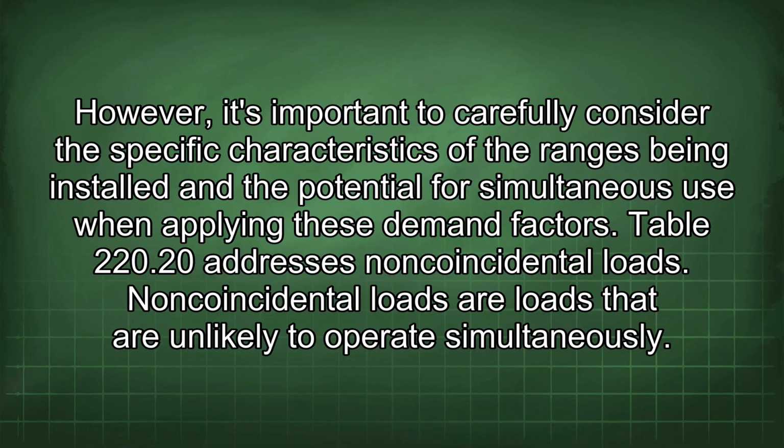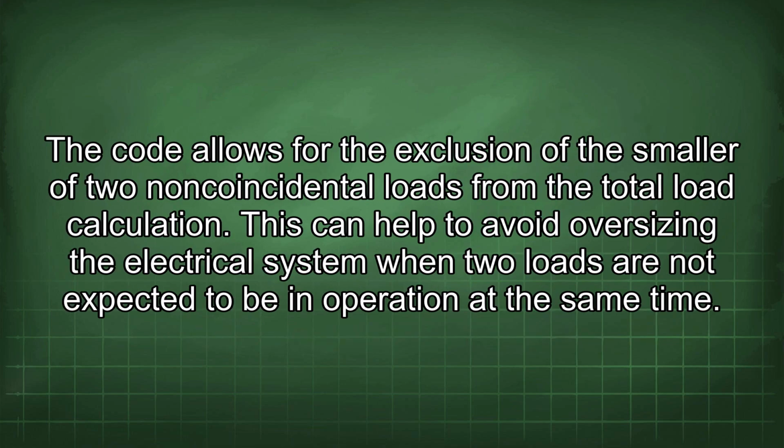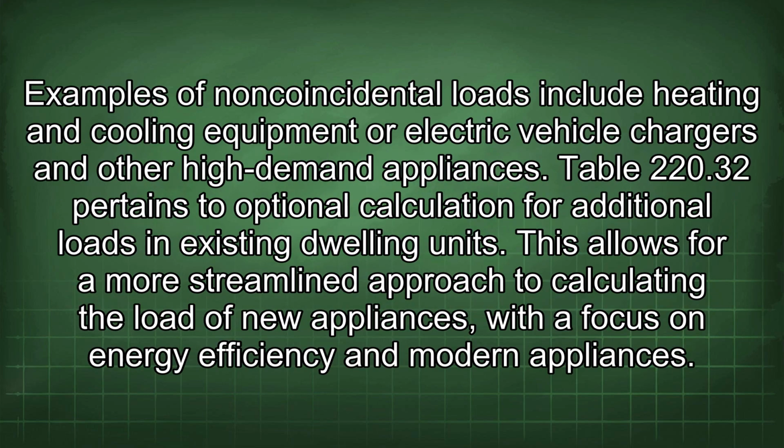Table 220.20 addresses non-coincidental loads. Non-coincidental loads are loads that are unlikely to operate simultaneously. The code allows for the exclusion of the smaller of two non-coincidental loads from the total load calculation. This can help to avoid oversizing the electrical system when two loads are not expected to be in operation at the same time. Examples of non-coincidental loads include heating and cooling equipment or electric vehicle chargers and other high-demand appliances.